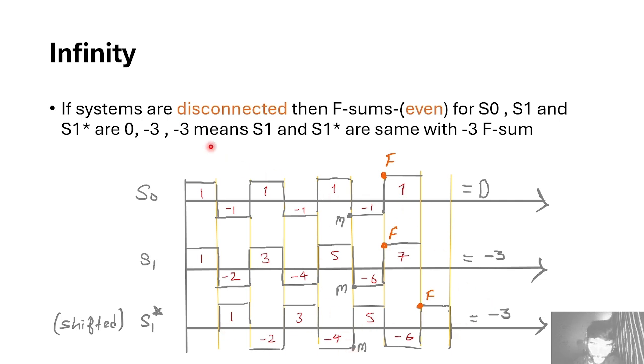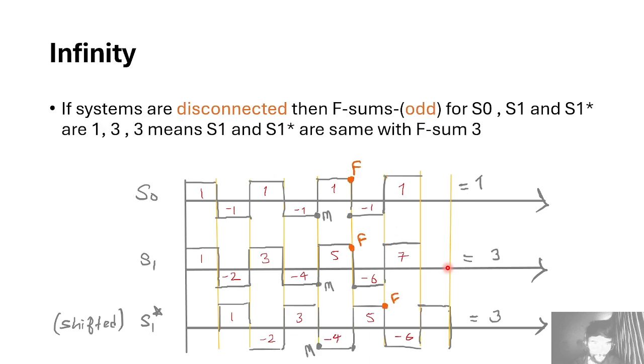Now, since the system is disconnected, we can take the f sum individually without these infinities interfering with each other, right? You don't have to worry about taking a common marker here. And with that, you can find the f sum of S0, S1, and S1 star. So the f sum of S0 turns out to be 0. The f sum of S1 turns out to be -3. The f sum of S1 star turns out to be -3 as well. They are both the same in this case, right?